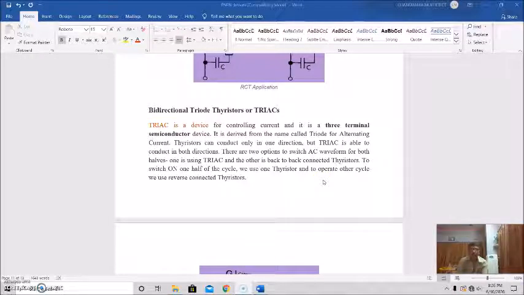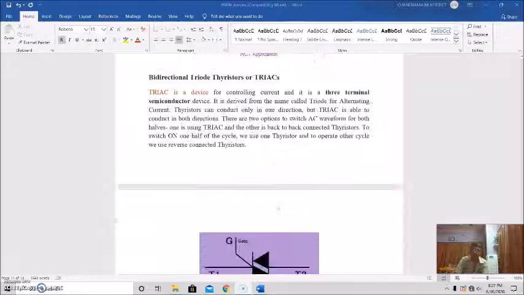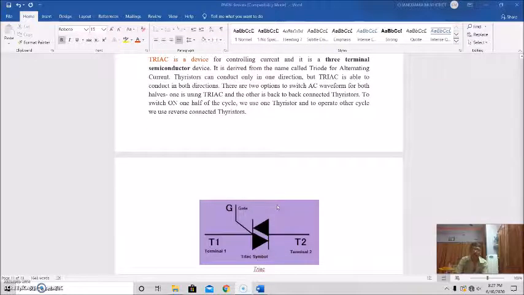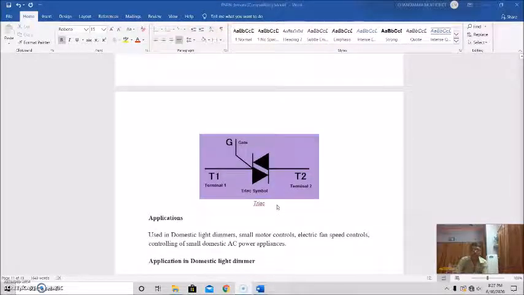There are two options to switch an AC waveform for both halves. One is using a TRIAC and the other is back-to-back thyristors. To switch on one half of the cycle, we use one thyristor, and to operate the other half cycle, we use a reverse connected thyristor. So this is the symbol of TRIAC: terminal 1, terminal 2, and this is the gate.